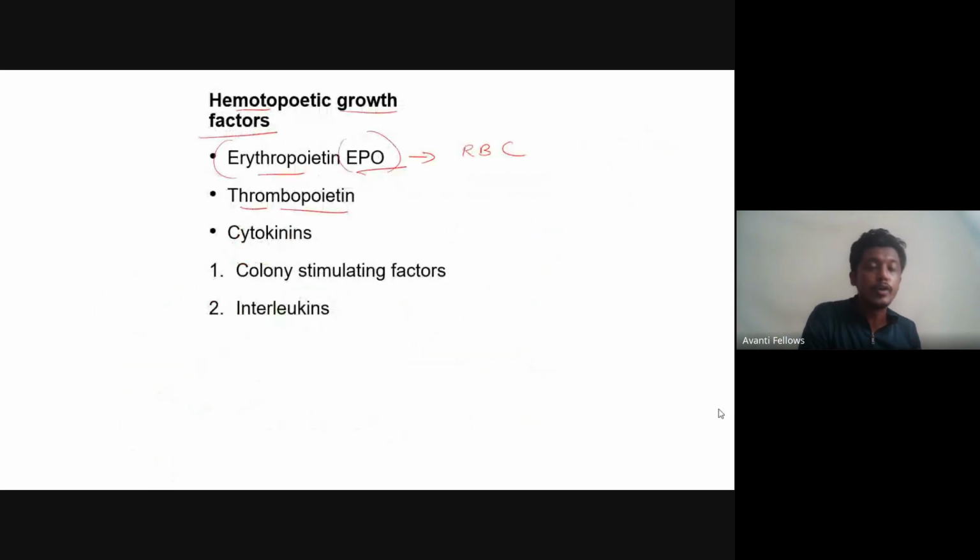Okay, so now I told you how the factors are formed, right? We were explaining a story, like who tells whom to produce. So when we talk about factors, they're like proteins, signaling proteins. They go and tell the stem cells to divide and differentiate.